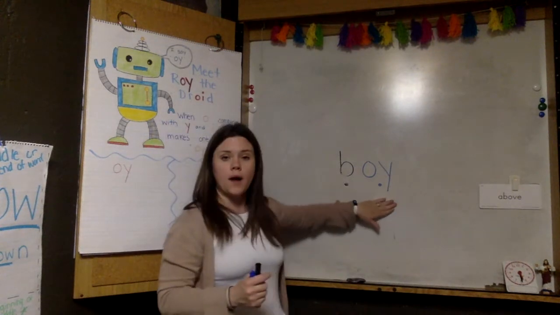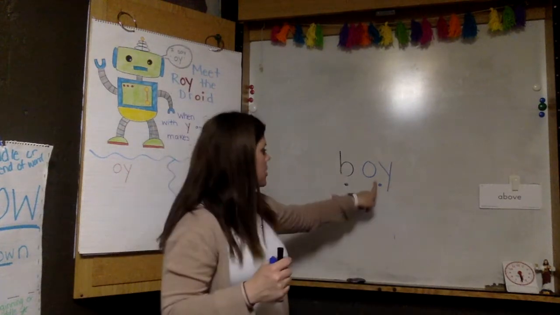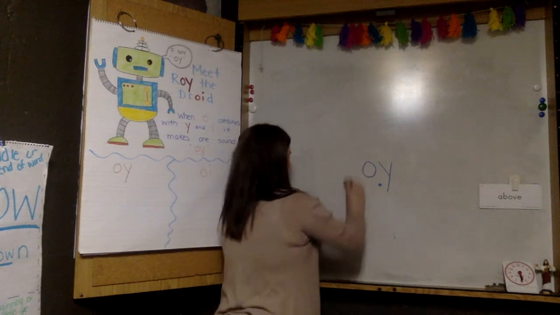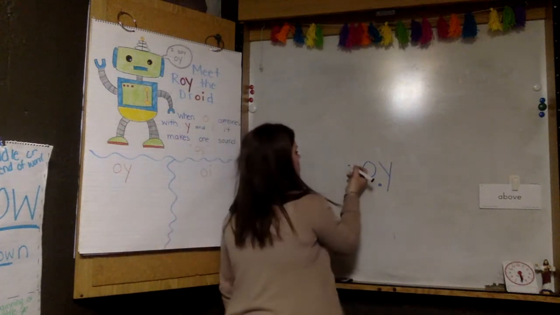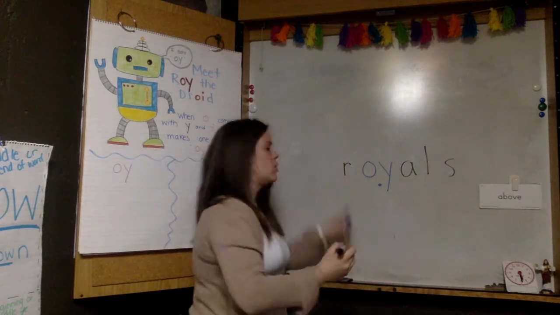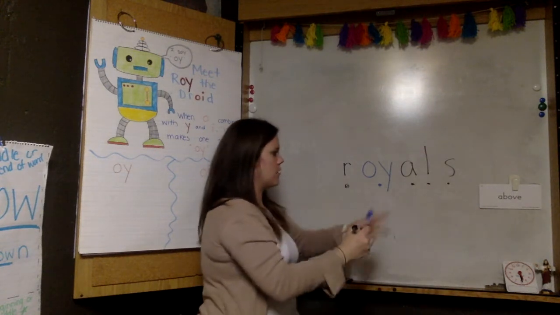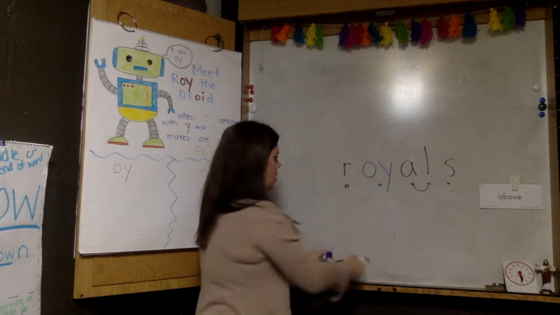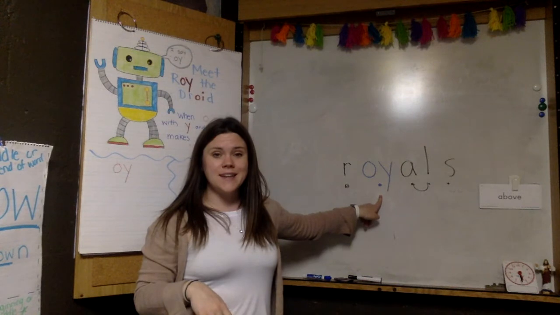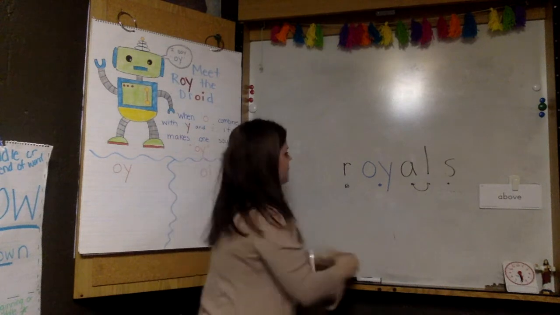It will be O-Y. Now, it could be O-Y also in a two-syllable word, but you'll still find O-Y at the end of a syllable. Let me show you. The king and queen of a country are known as royals. A-L kind of works together as a team. It says ul. But look, royals. So that O-Y, even though it's not at the end of a word, is at the end of a syllable. Royals. Let's try another word.